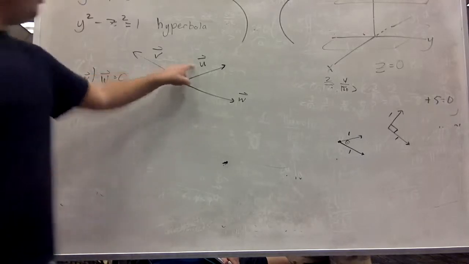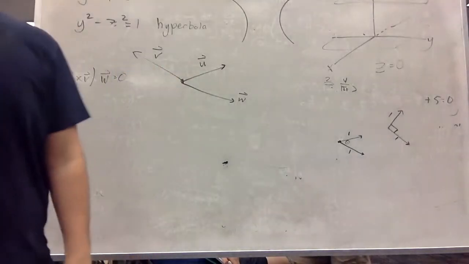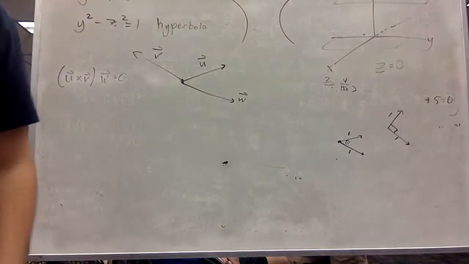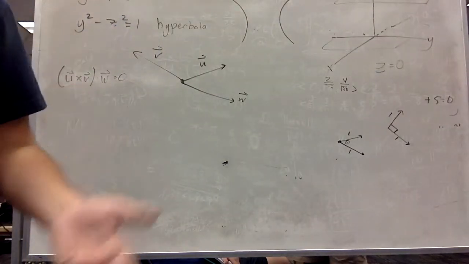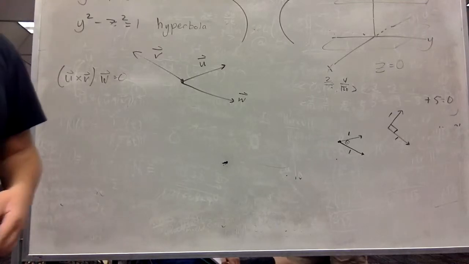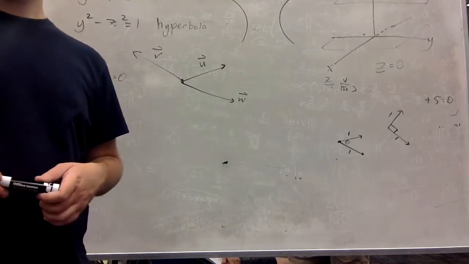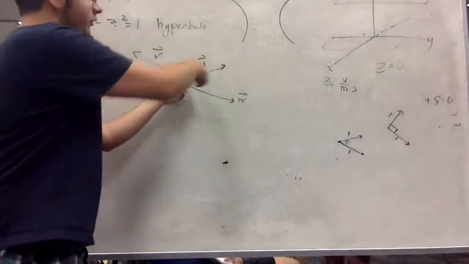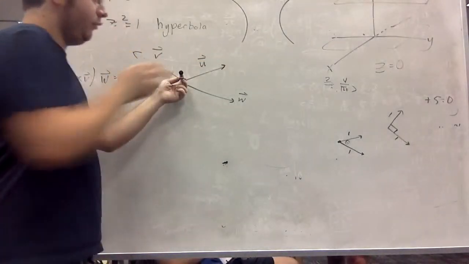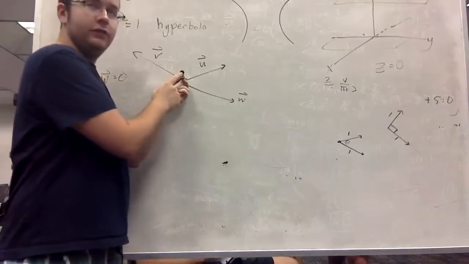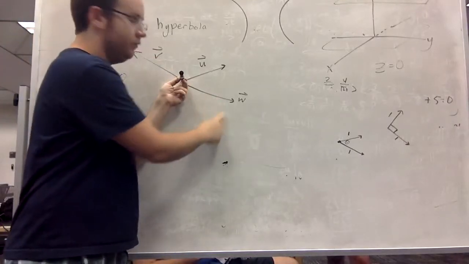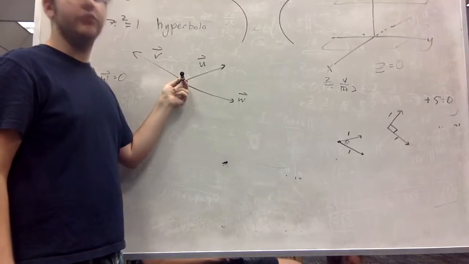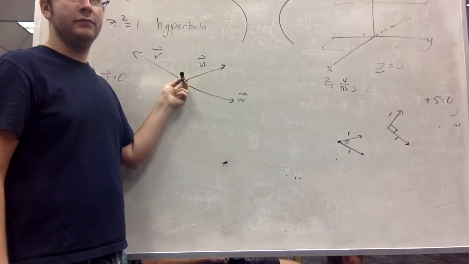Well, u cross v would give you what? A vector that is perpendicular to both u and v. That vector would point where? Out of the board. It would point out at us, right? So here's u, here's v. Their cross product would point out of the board. And what would you say about the angle formed between this vector, this black marker, and w? 90 degrees. So their dot product would be what? 0.